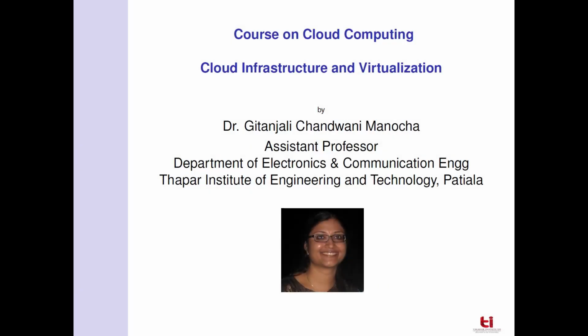In the previous lecture, we saw that the fundamental idea behind a virtual machine is to abstract the hardware of a single computer into several different execution environments, thereby creating an illusion that each separate environment is running on its own private computer. So this lecture is a continuation of the previous one, and we will continue discussing some more features and benefits of virtualization.